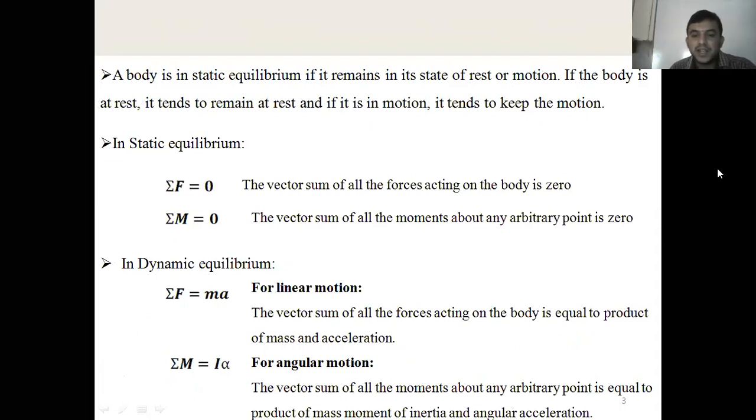Theoretically, the body should be in equilibrium. So what do you mean by equilibrium condition? Whatever all the forces acting on your body is equal to 0, or whatever moments acting on the body about an arbitrary point is equal to 0, then it is a static equilibrium. Remember these things, okay? A body is in static equilibrium if it remains in its state of rest or motion. If the body is at rest, it tends to remain at rest, or if it is in motion, it tends to keep the body in motion.